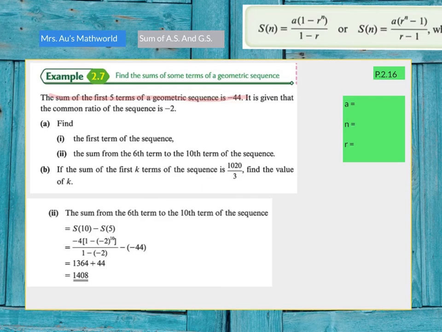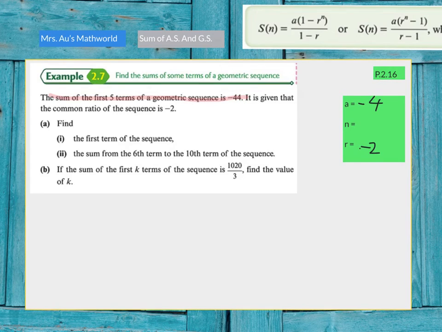Here it is. For S5, you're already given it from the question, so you have no need to redo this one. And then for S10, substitute, and you can get the value. So this is the answer.